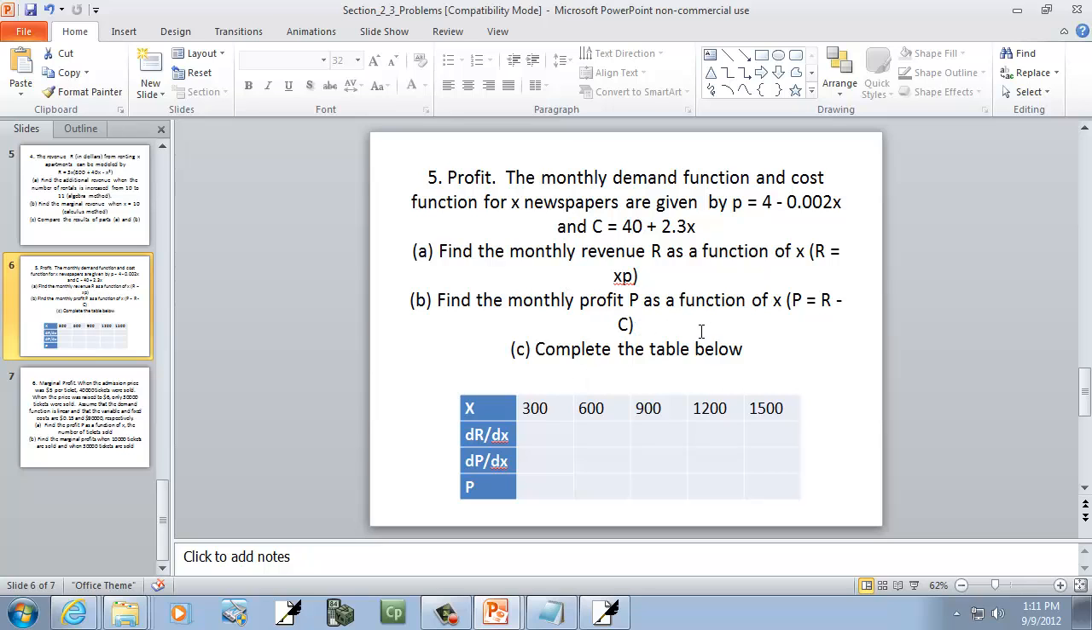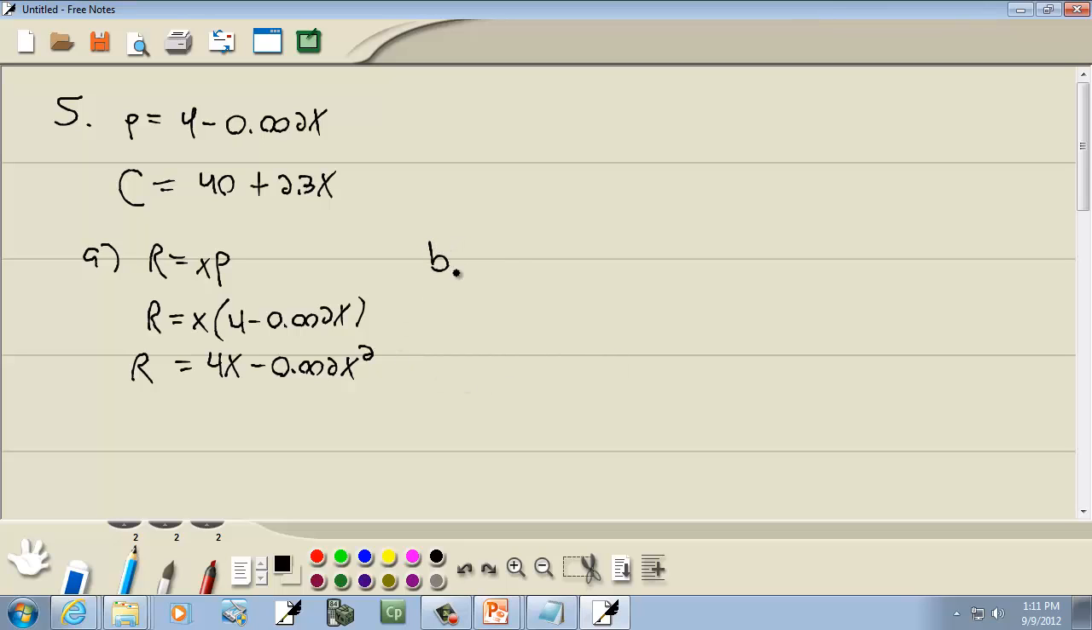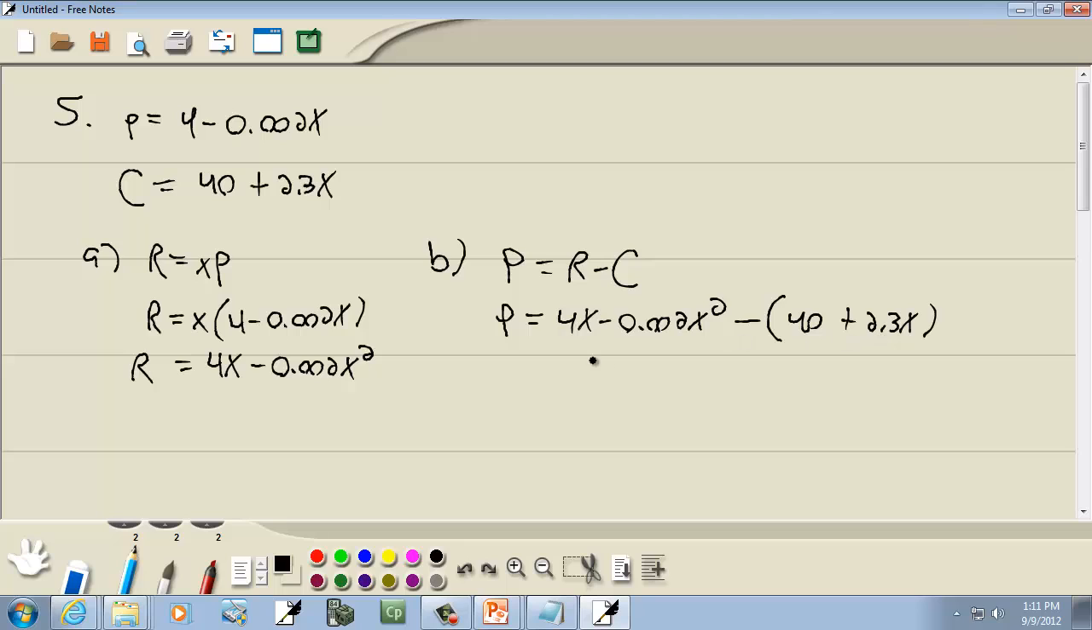Now, B says find the monthly profit. And profit, capital P, is equal to R minus C. Well, R, we just said, was 4x minus 0.002x squared, minus C, which was 40 plus 2.3x. Now notice I put parentheses around the C because that minus has to flip the sign of both of those. So that gives us 4x minus 0.002x squared minus 40 minus 2.3x. Remember, a negative in front of your parentheses flips the sign of everything.